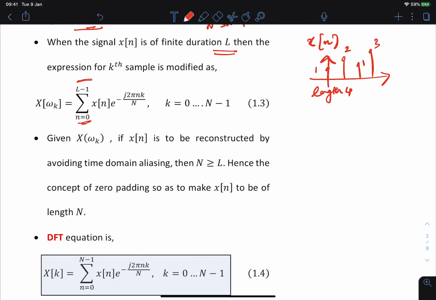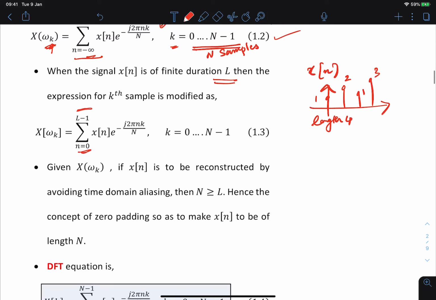Now we have to think about something more. That is, there is something called time domain aliasing. Previously, in the signal processing class, you would have learned about frequency domain aliasing, that is, overlapping in the frequency domain. When a signal is sampled in the time domain and reconstructed, if you don't sample it at the Nyquist rate, you will get overlapping in the spectrum. That is for time domain.